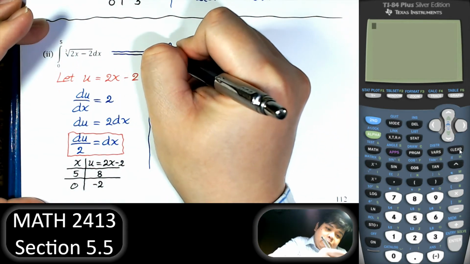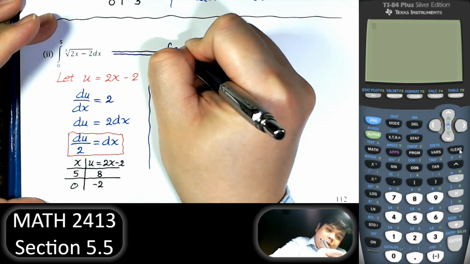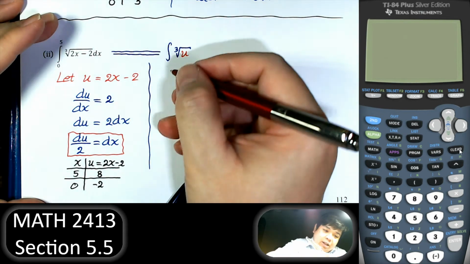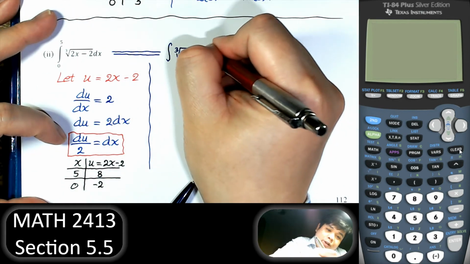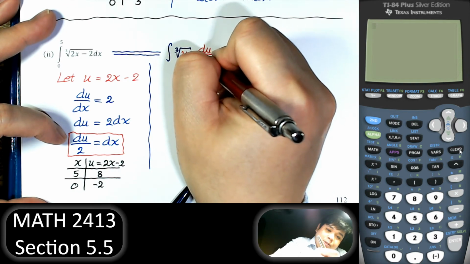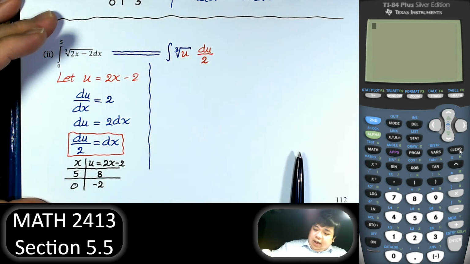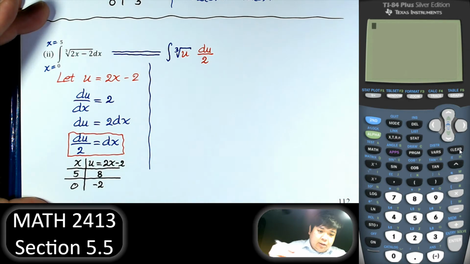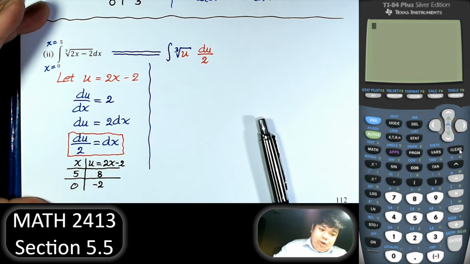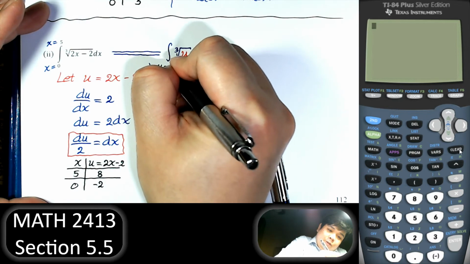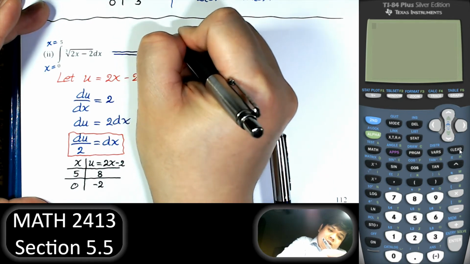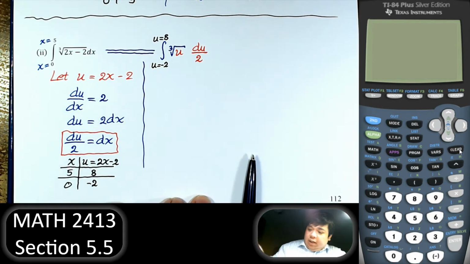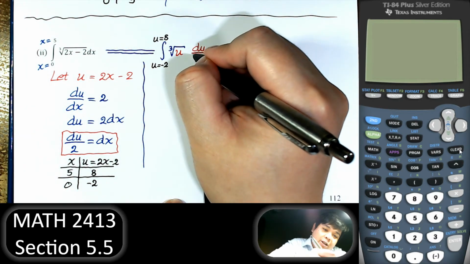So we have the integral. The cube root of 2x minus 2 is u, and dx is du over 2. Now, originally we have x go from 0 to 5. Now we have u go from -2 to 8. Right. Now it's good. We have everything in terms of u.